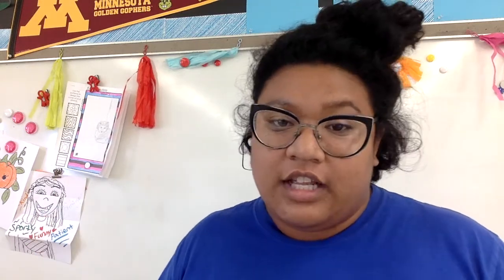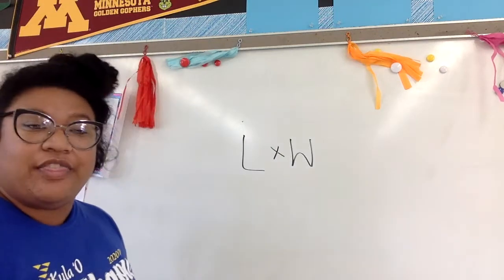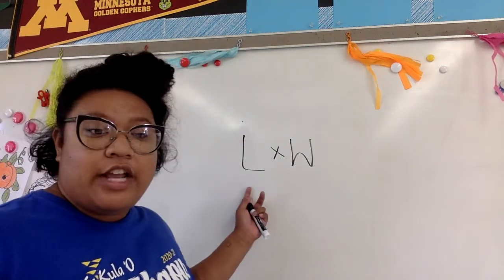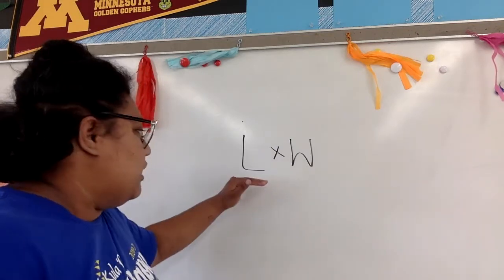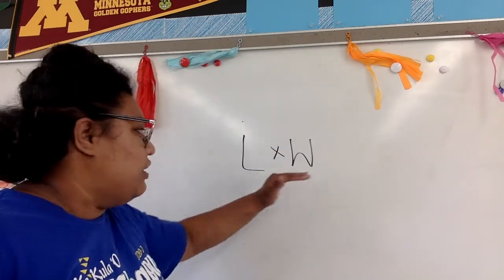Now, when we were finding the area, we needed two things. We needed a length and we needed a width. So, area is two-dimensional. It's flat. It's on your paper. So that's where these dimensions are. This is your length, this is your width.